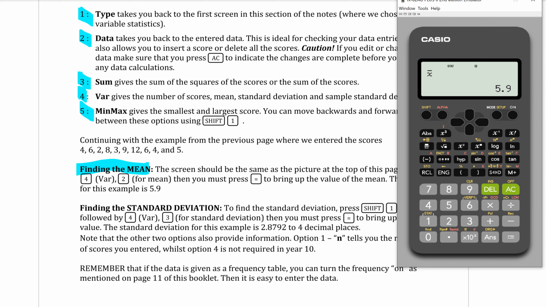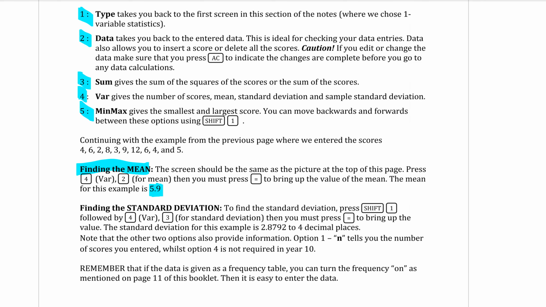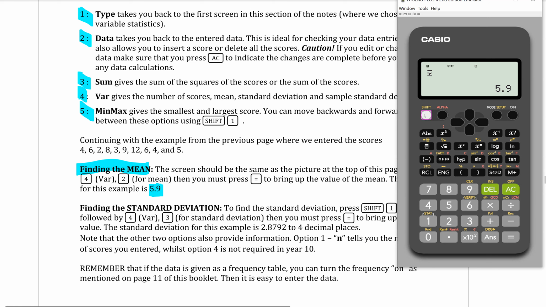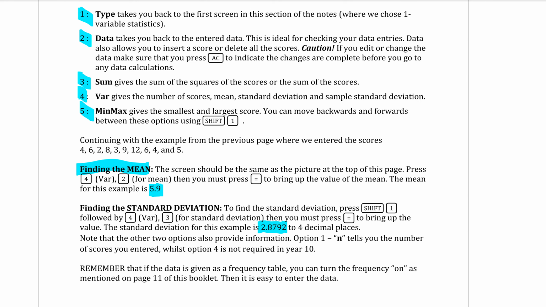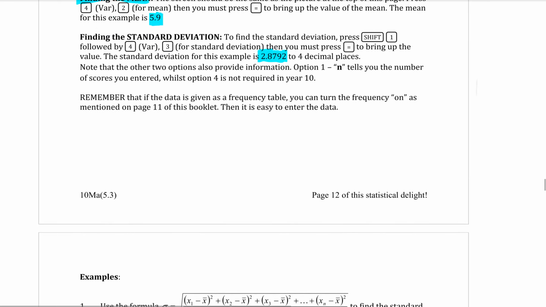Then if we want the standard deviation, we don't have to type all the numbers in again. We press Shift 1 again to bring the menu back up, 4 for variable, and the standard deviation is number 3. Okay, so press 3 equals, and there it is at 2.8792, and so on. Just like what it says there on the page that we should get. Okay, that is it. That is how you do standard deviation on your calculator.